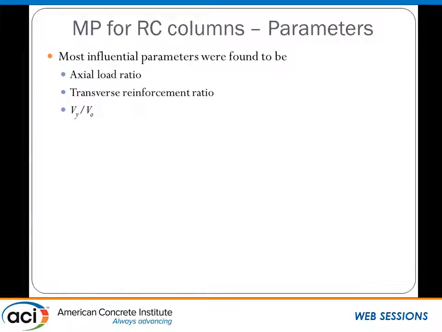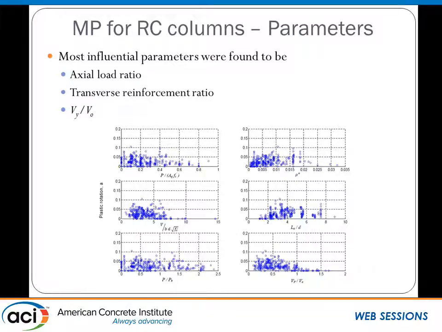Now the most influential parameters we found, looking at a lot of parameters in the database, were the axial load ratio. Higher axial loads will affect the deformation capacity, the transverse reinforcement ratio, and the Vy over V0 term. And these plots here show a little bit. If you look at the Vy over V0 term, it is by far the most predictive of all of these terms. As you get above 1, you're starting to get into shear failures. Your deformation capacity, so the plastic rotation at failure, drops very, very low. As you go lower to more ductile sections, you see that you get a lot bigger deformation capacity. Same thing for axial load ratio up here and transverse reinforcement ratio.